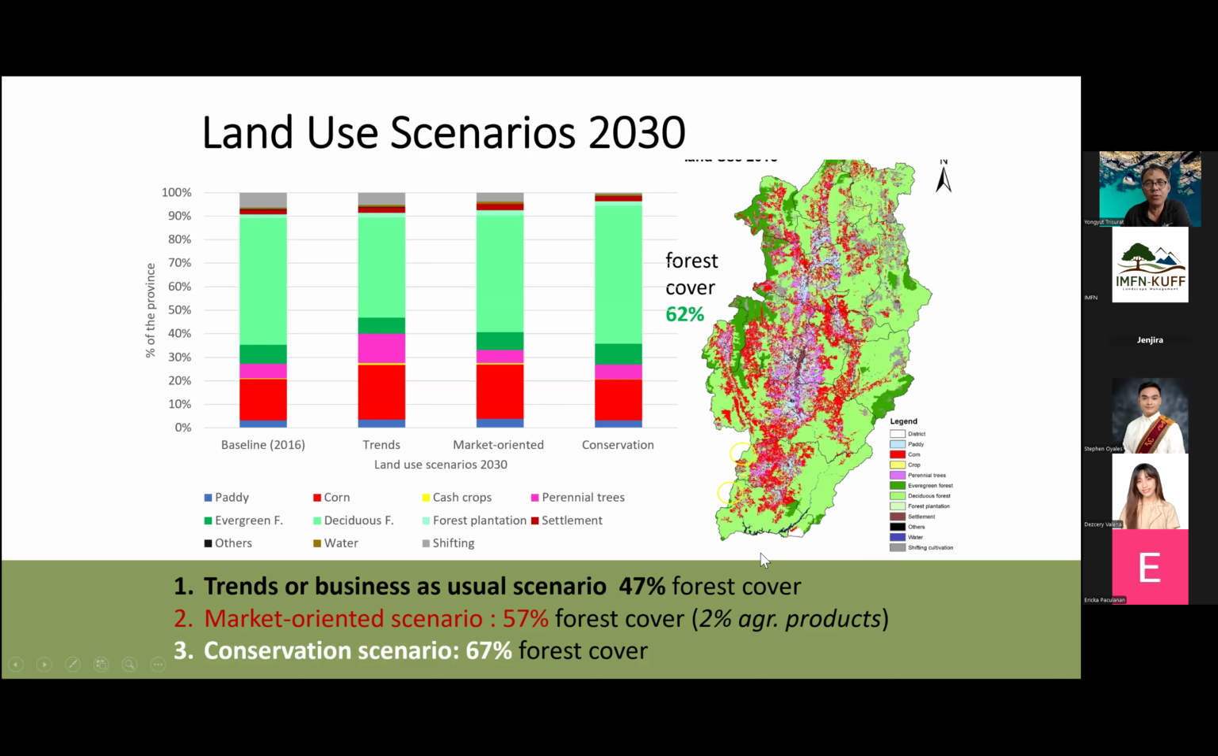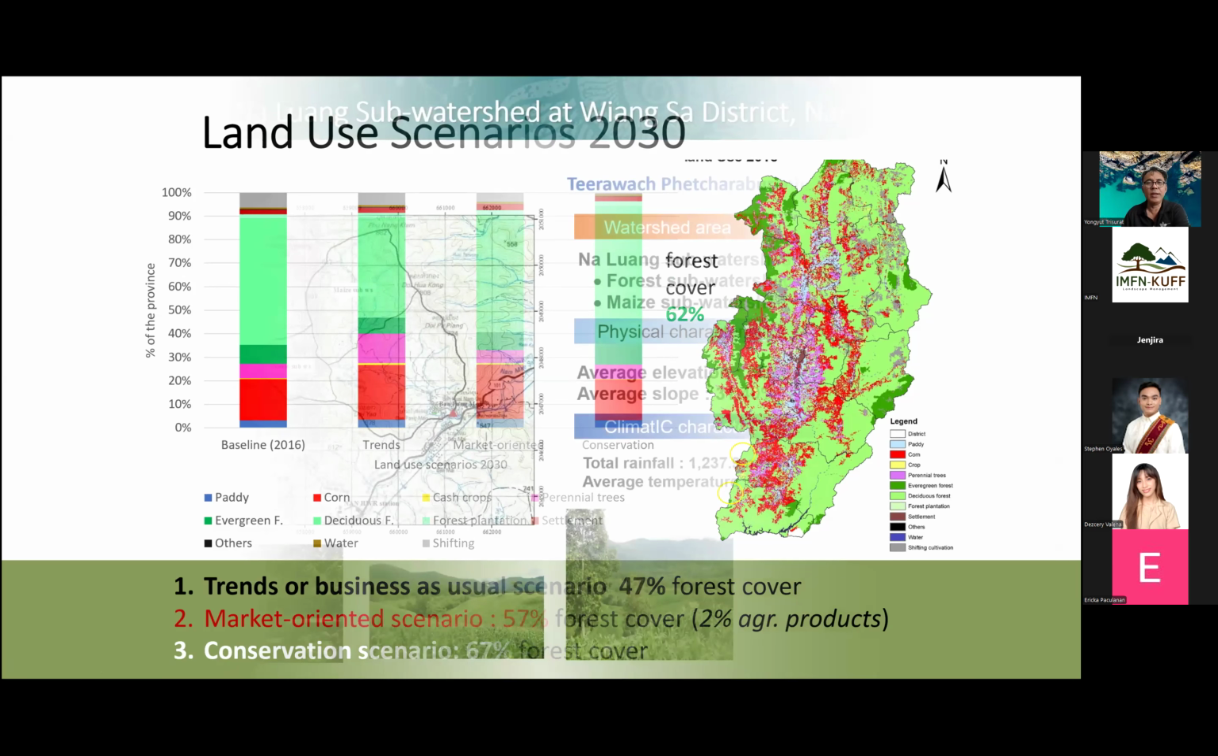It means the forest cover will decline from 62% to 47%. But if we have the integrated or market-oriented scenario, we will have forest loss from 62 to 57%. But if we have the conservation scenario, where we put more effort into forest conservation, we can keep forest cover at 67% in the future. And this graph shows the proportion of each land use scenario.